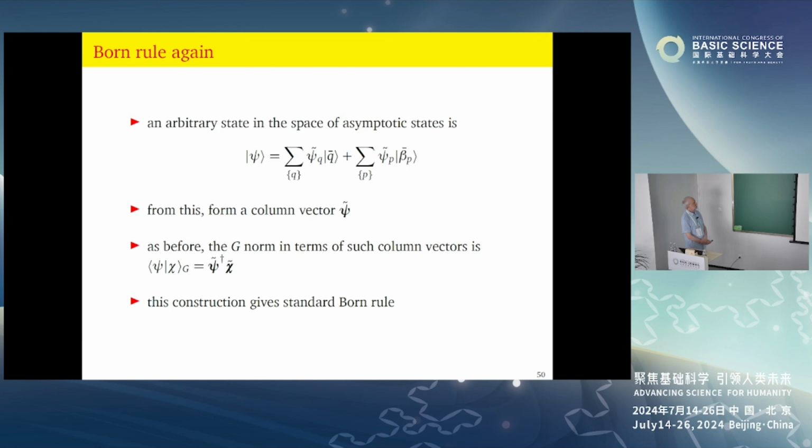So going back to the Born rule, well, if we restrict ourselves to the space of asymptotic states, I think you can see why things are going to work in that case. We just do all the same things we did before. And then we'll end up with this standard Born rule. So we've been able to avoid that negative norm state because it's not an asymptotic state, the alpha state.